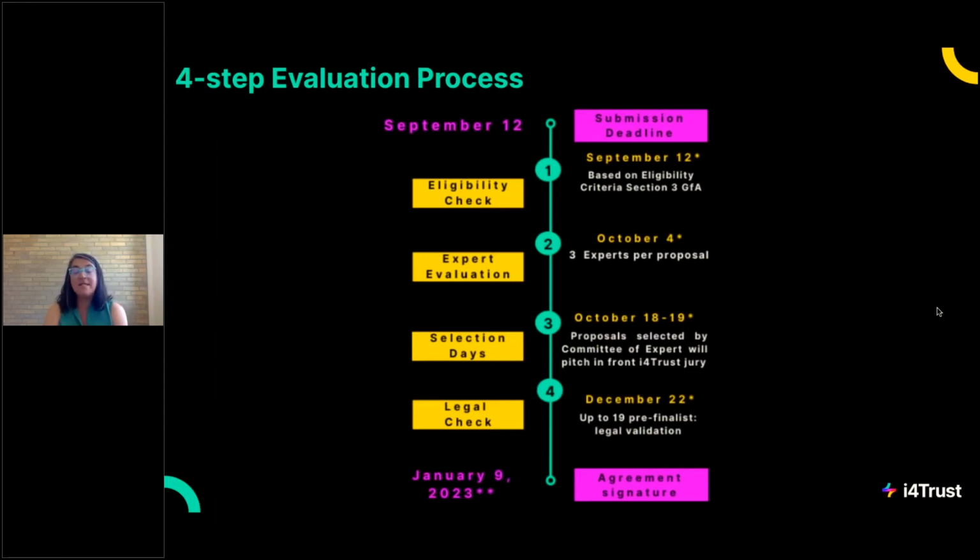The selected ones will be invited to pass to the next stage, that is the legal check, where we will determine the eligibility of the entities in the consortium to receive funds. If so, the 19 pre-finalists after this legal validation will be invited to sign an agreement with the i4Trust consortium, and will be invited to join the support program.